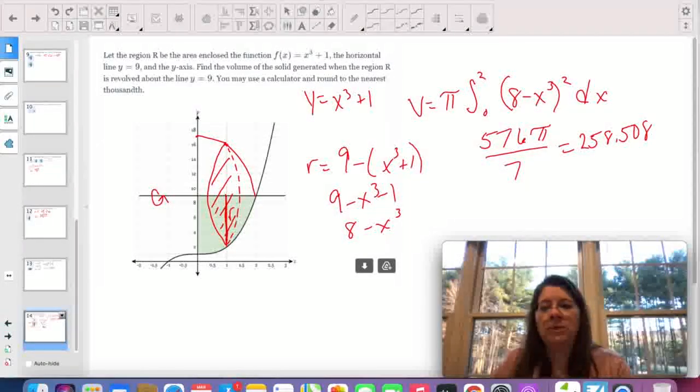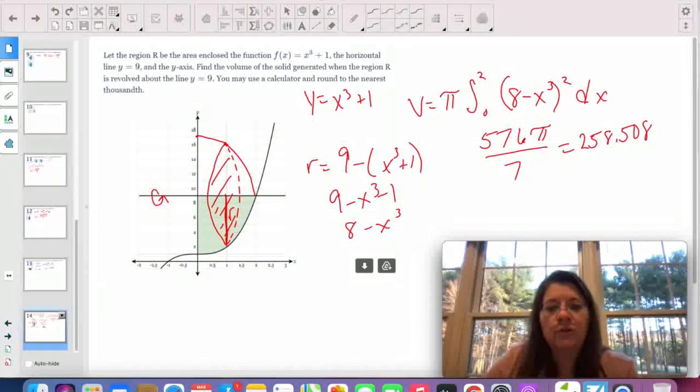To continue with this, what's going to happen in the next lesson is we may have two functions rotating around an axis at the same time, and when that happens, it forms a hole in the middle of our disk, making it a washer. And so we have to learn how to account for the hole in that volume.